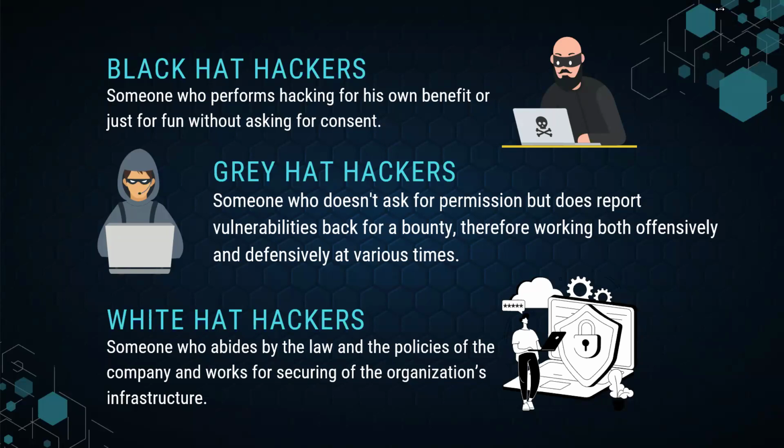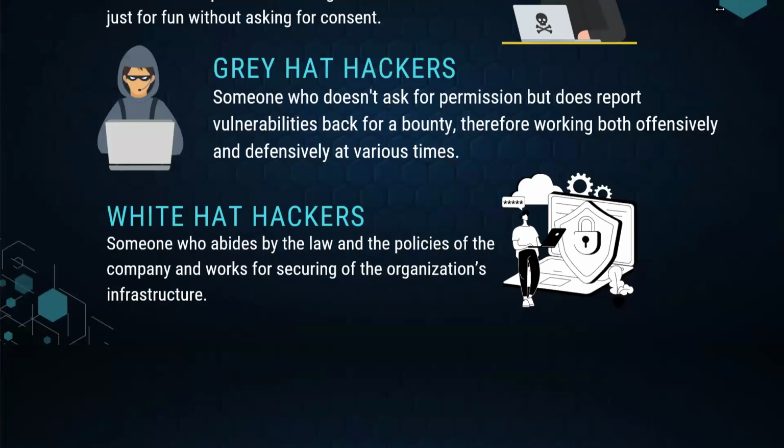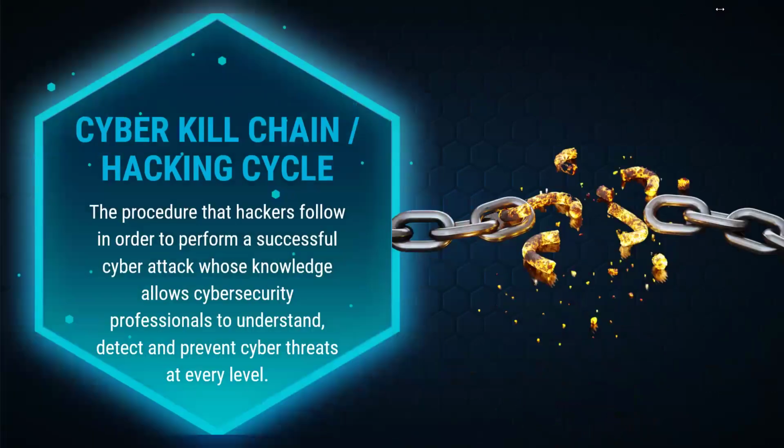And no matter what category of hacker you take, cyber criminals or your freelance bug bounty hunters or your white hat cyber professionals, all of these people perform hacking or ethical hacking in a certain procedure. And our course, Certified Ethical Hacking's main agenda is to understand what that procedure is. So this procedure is called the cyber kill chain. Some organizations also refer to this as the hacking cycle. It's one and the same.